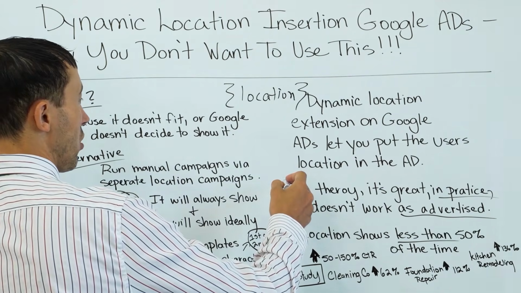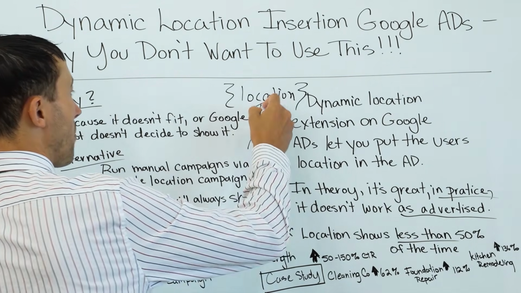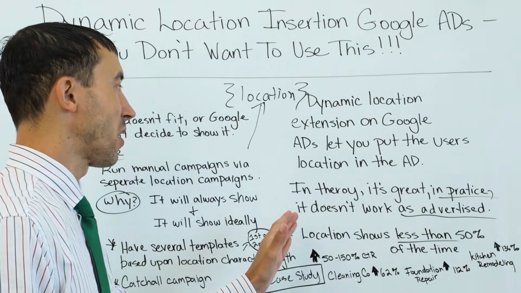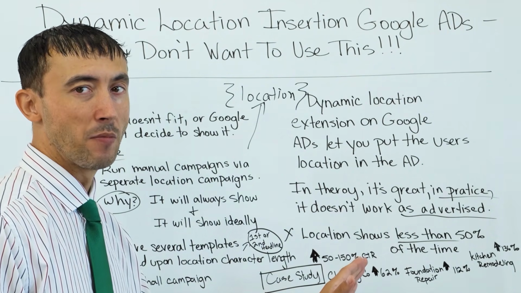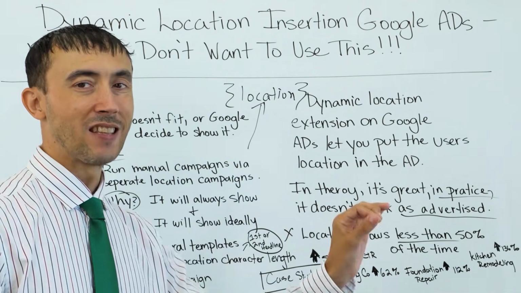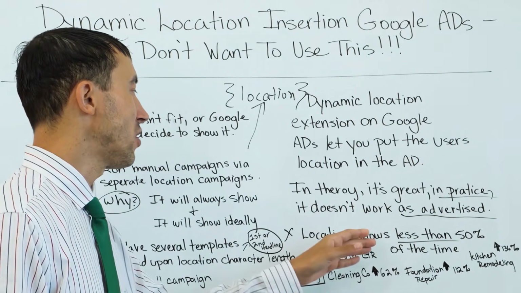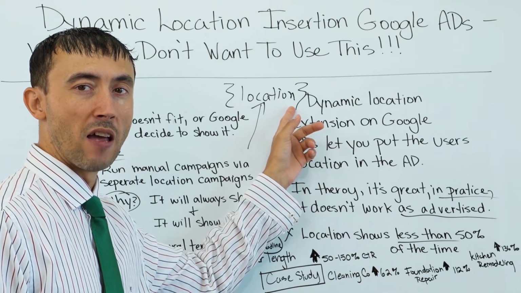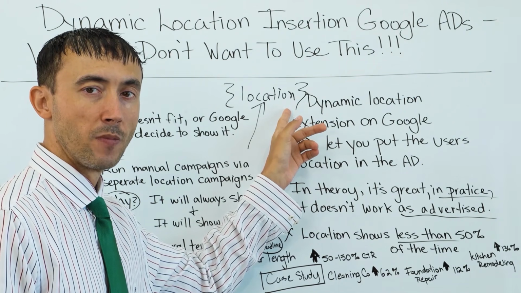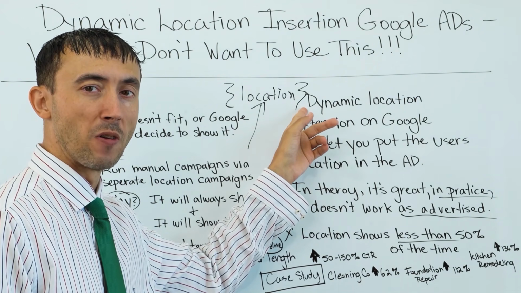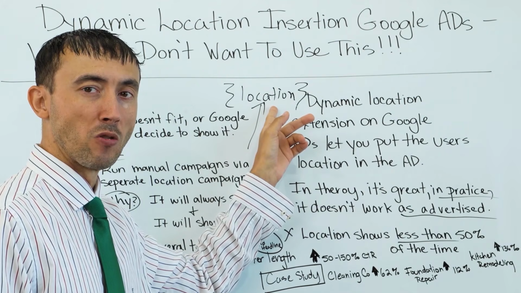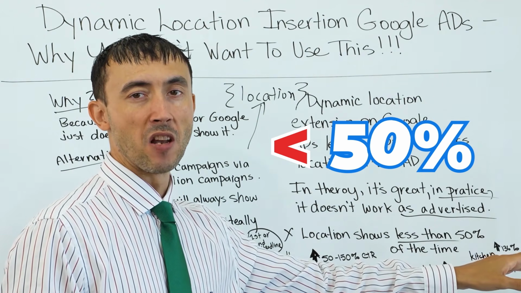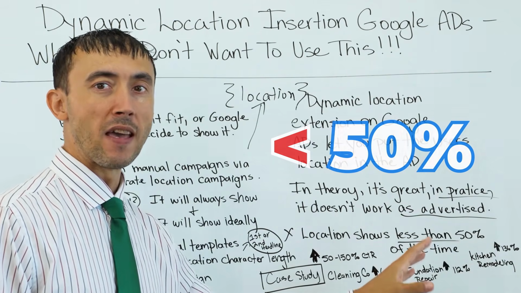Dynamic location insertion, where they automatically try to put the user's location into the ad, doesn't work as advertised. I mean, it does sometimes, but from the testing that I've done, locations will show up in the ad that are not the default one you set, but the actual user location. So if your default is supposed to say Chicago, but really it's supposed to say the user's suburb in there if they're from a suburb, that'll work less than 50% of the time for sure. I mean, you may get lucky, I guess.